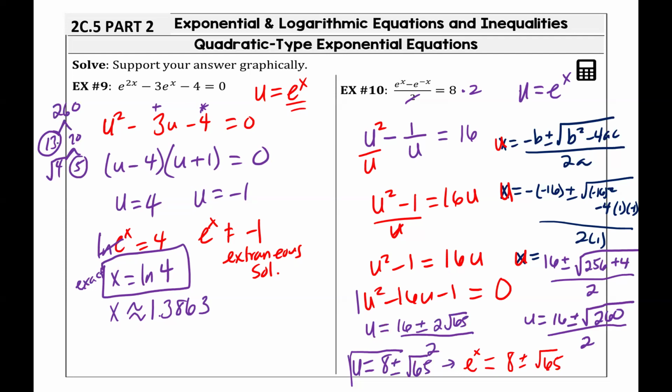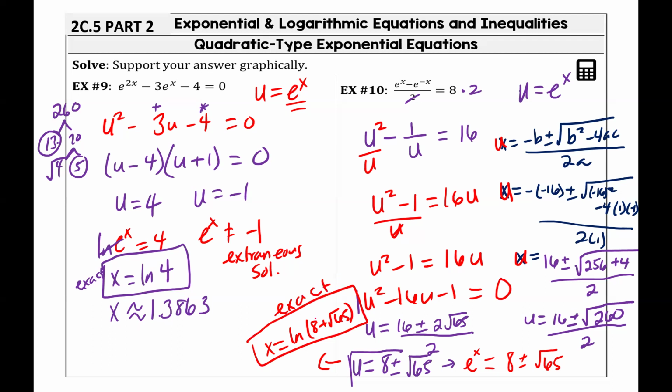All right, so e to the x, again, in order to get x by itself, we have to take the what? The natural log, right? How do I get rid of e? Natural log. Thank you. So x equals the natural log of 8, and I'm only going to use the positive, not the negative. Why am I not going to use the negative? It's extraneous. But that would be my exact answer.